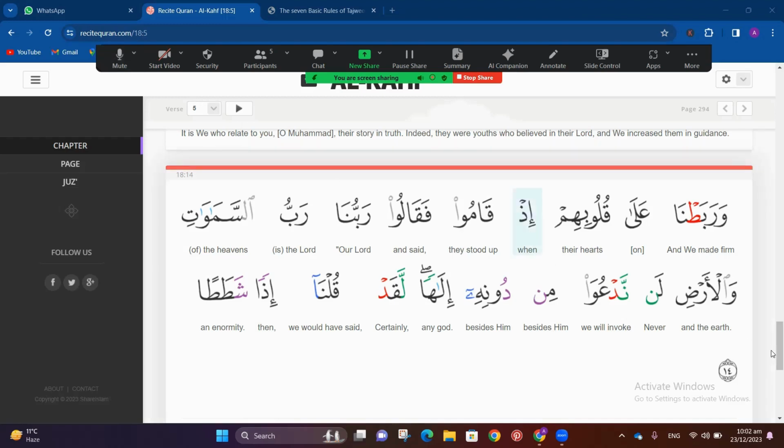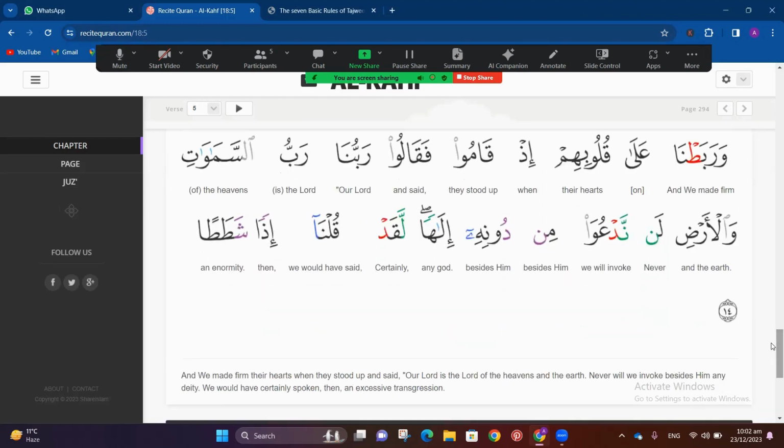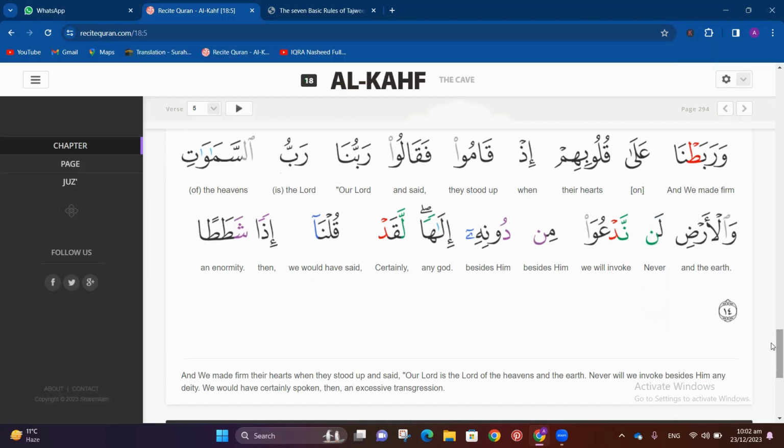Starting on with ayah number 14. وَرَبَطْنَا عَلَى قُلُوبِهِمْ. Okay, so this ayah starts with the letter waw. So we are going to shape our lips in a round position when saying waw. Waw. It is pronounced without shaping your lips round in English as well, right? But here we are supposed to be making our lips round.